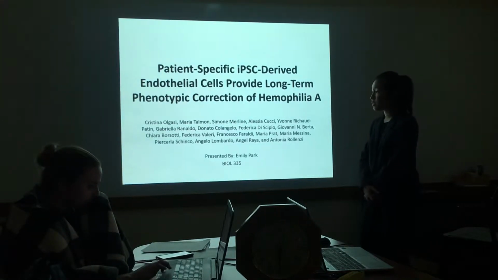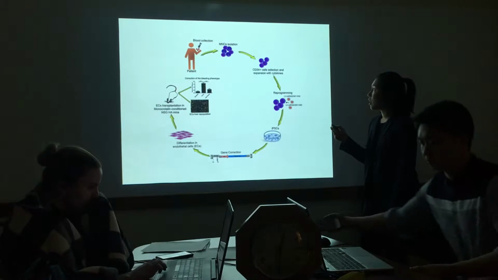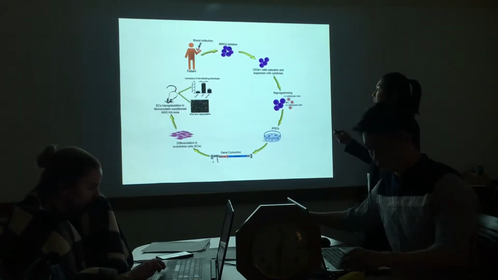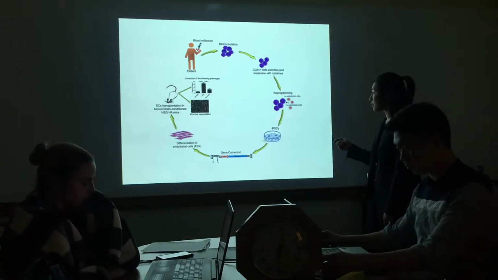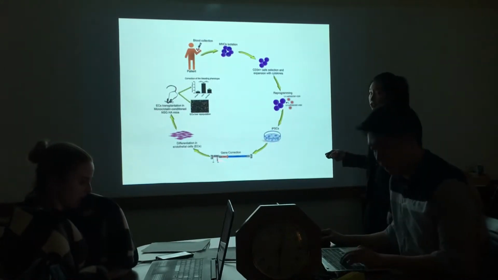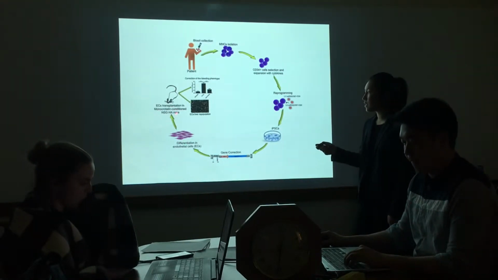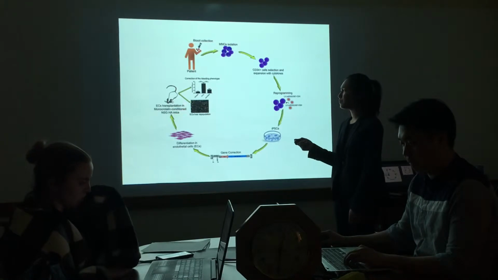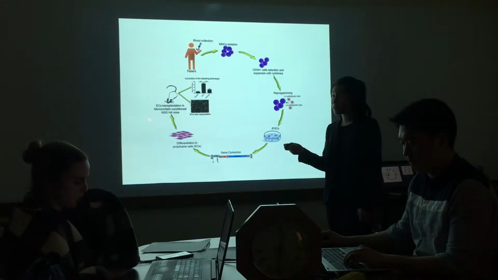This paper is written by Cristina Agassi and her colleagues. In this paper, hemophilia A patient blood is collected, and from there CD34 cells are selected and reprogrammed into iPSCs. Then the gene is corrected into a functioning gene, differentiated into endothelial cells, and transplanted into mice to check if the bleeding phenotype is actually corrected.